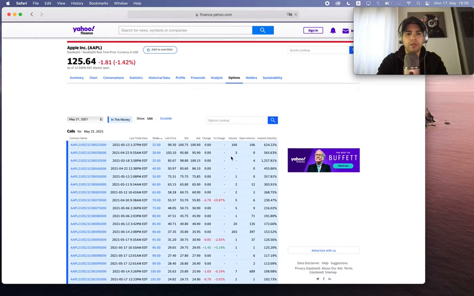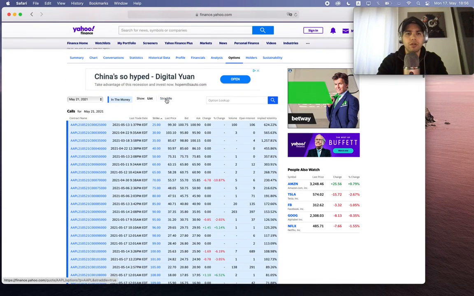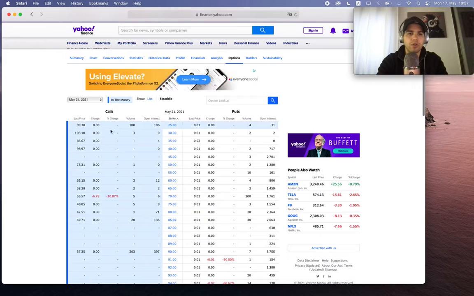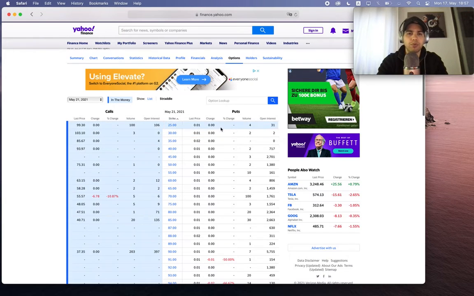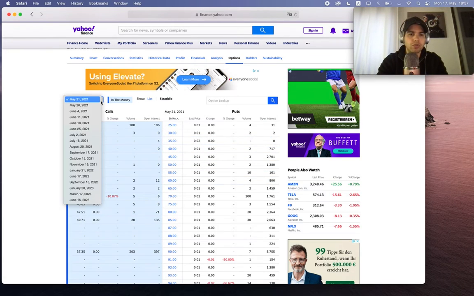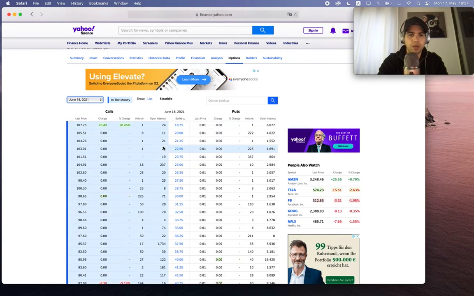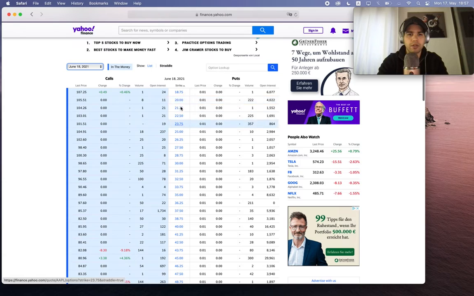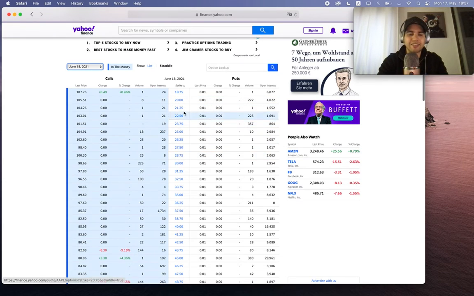And the way to read this is first you have to click here on straddle, and this gives you the calls on the left and the puts on the right. What we care about right now for this video is the puts, and we're going to choose puts 1 month from now. So for example, today is May 17, we're going to go to June 18. And what you're seeing here in this column in blue is the strike price.